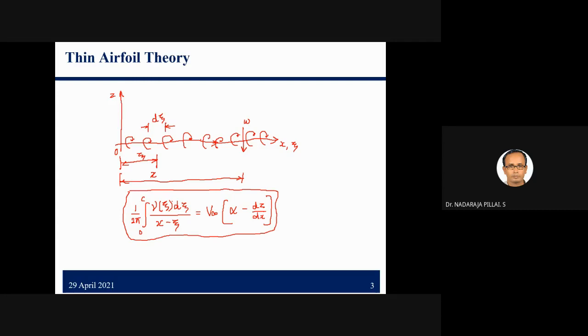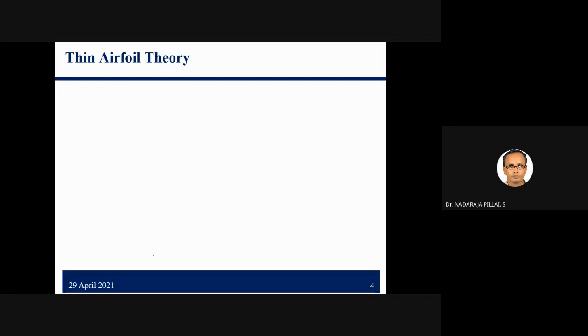Now it should satisfy the Kutta condition, gamma of c is equal to 0. Let us have a discussion further. We will apply this to the symmetric airfoil and calculate the lift coefficient, moment coefficient, and so on.